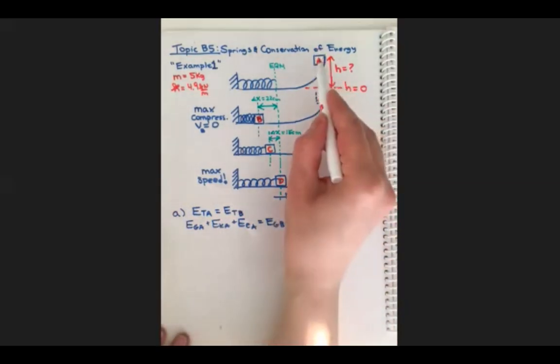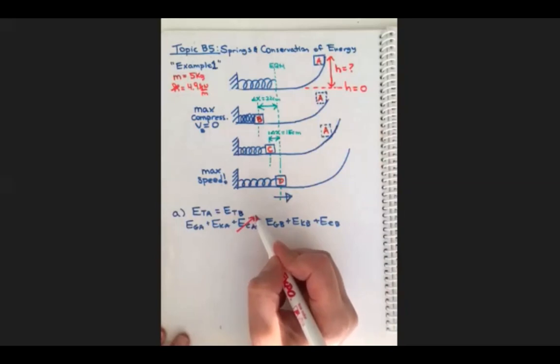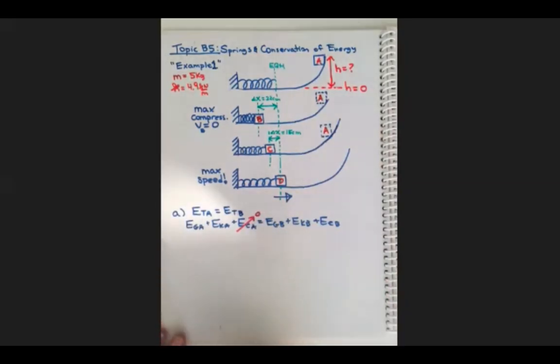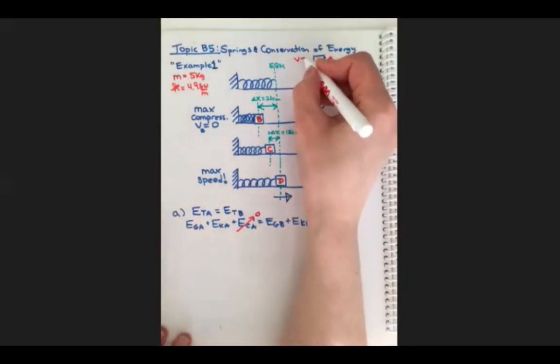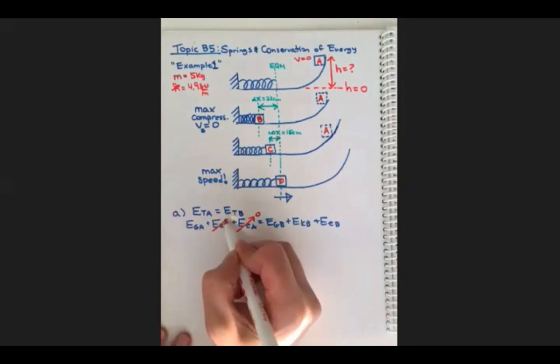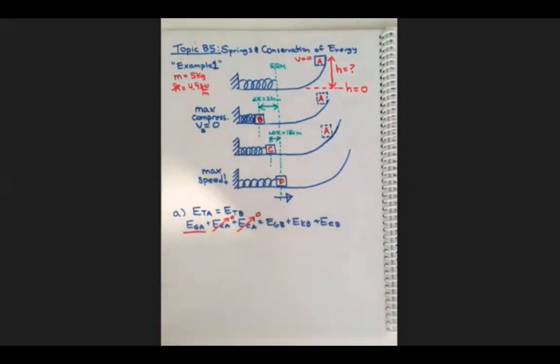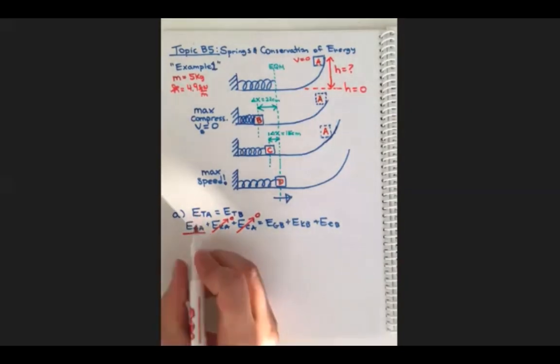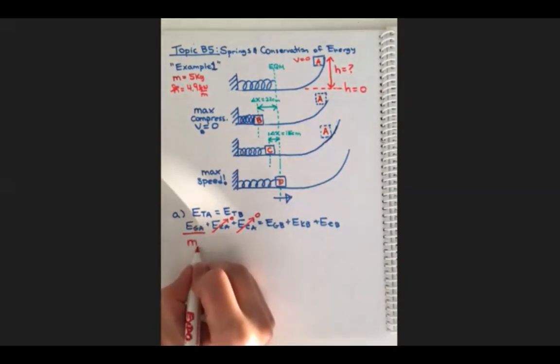At point A, there is no spring, there is no elastic potential energy. There is also no speed because it says we're going to release it from that height. So there's no kinetic energy. So the only form of energy is gravitational potential at point A. On the left side of this equation, it simplifies to mgh. So we've got mgh A.